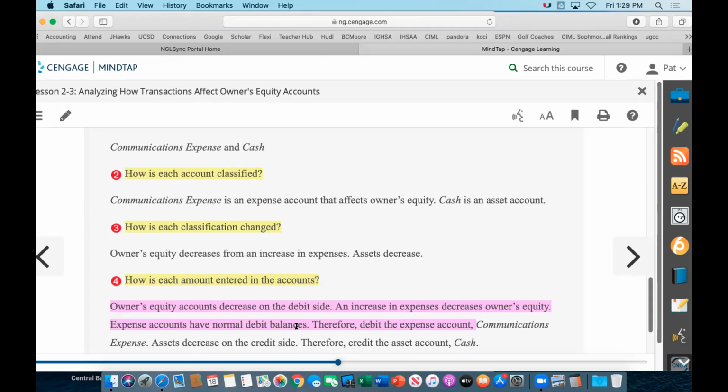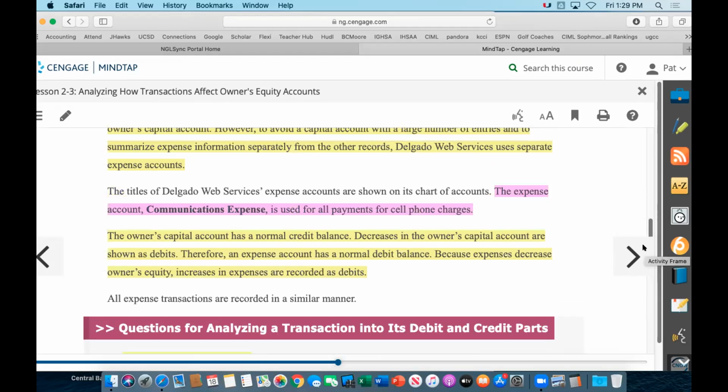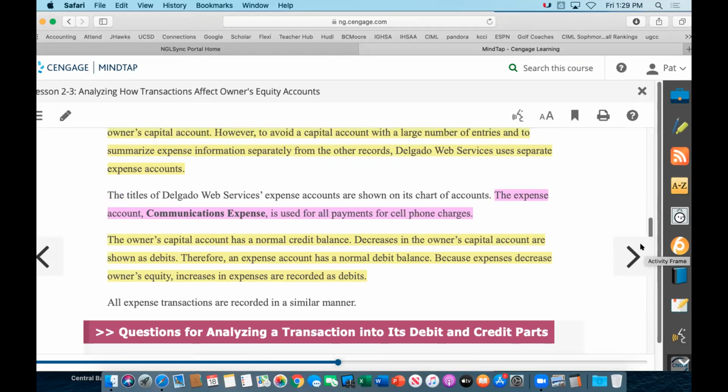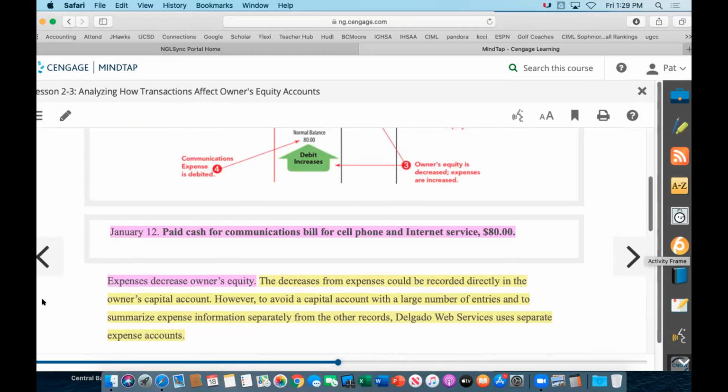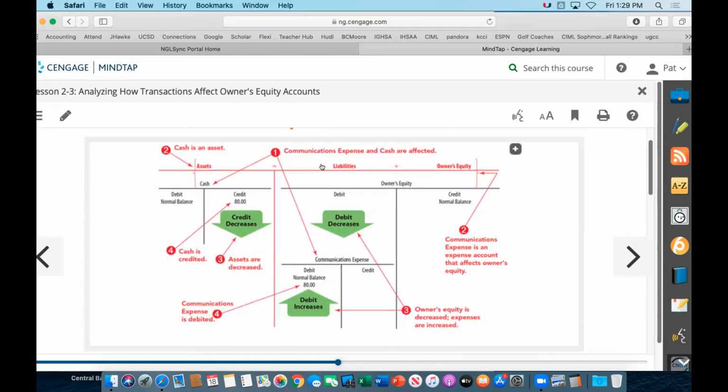Expenses have normal debit balances, therefore debit the expense account. Even though it's an owner's equity account, expenses have a normal debit balance because they lower it. Okay, and that's what they're talking about here. Expenses decrease equity. How do you decrease owner's equity? It tells you right here to debit it. So when we do any expense, this could be miscellaneous, repair, gasoline, water, electric, advertising, whatever. Every expense, normal balance is a debit.